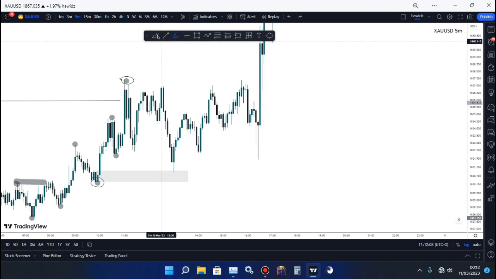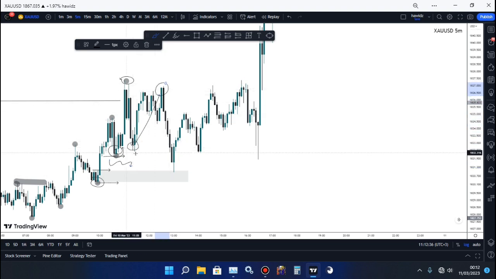But look at this low here. So let's remove these. Look at this low here, right? Where's this low sitting? This low is sitting above an unmitigated S&D zone with imbalances left behind. So we have imbalances here of fair value gaps and an unmitigated S&D zone here. And then price from this low here comes up, fails to break a high, which means what? This is a weak low, which is what? Liquidity, sell side liquidity.